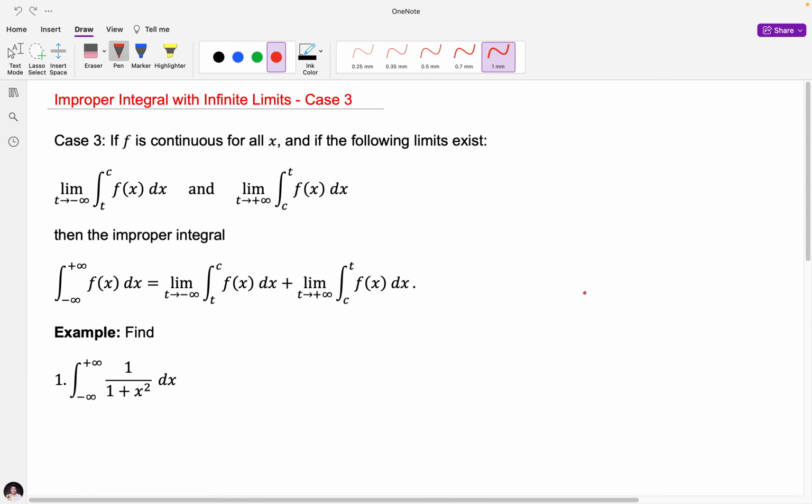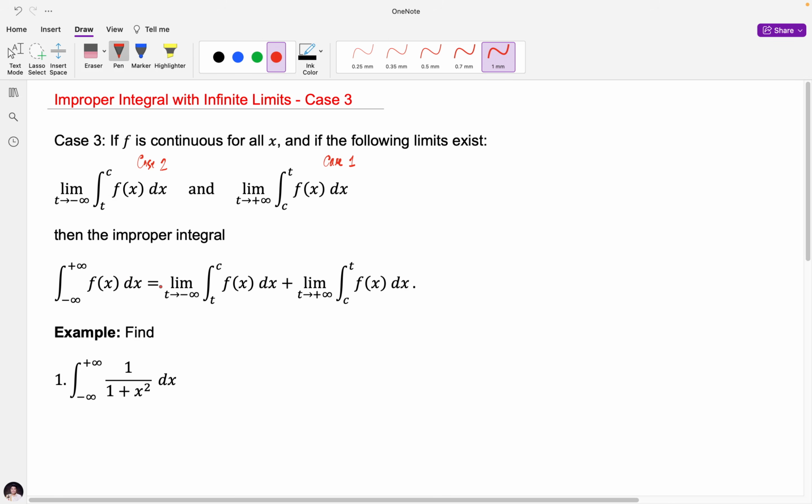Hello everyone, in this video we will be discussing the third case of the technique in evaluating improper integrals with infinite limits. This case is just the combination of the first two cases that we've discussed. So we have here, if f is continuous for all x and if the following limits exist, the first one is case 2, while this one is case 1.